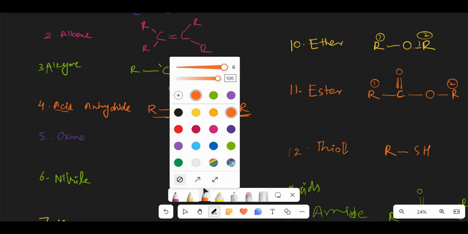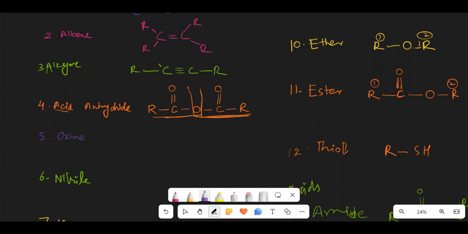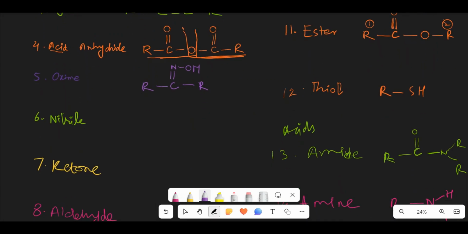Now we come to oxime. Oxime has a very simple formula where C is double bonded with a nitrogen atom, and that nitrogen has a hydroxyl group attached with it, and on both sides of this carbon atom there are two R groups attached. Now we come to nitrile.